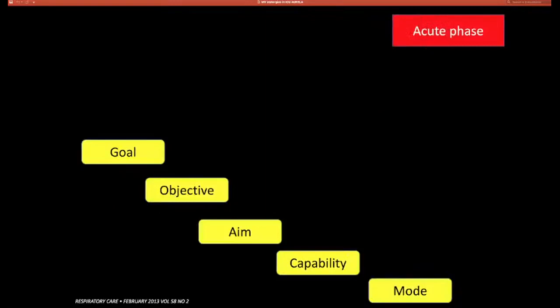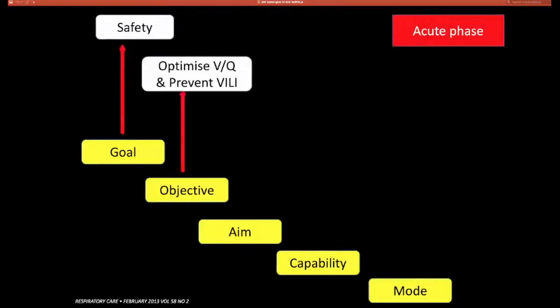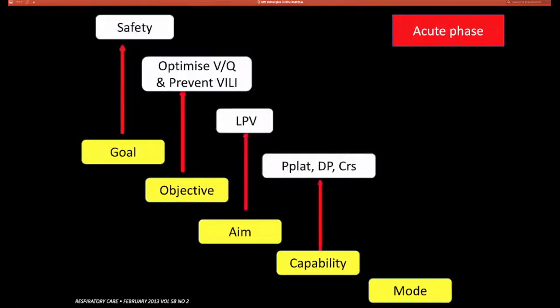So in the acute phase, what did we say? The goal is safety. So what is the objective? The objective is to optimize the ventilation perfusion and prevent ventilator-induced lung injury, producing lung protective ventilation. So we monitor the P-plat. See, that is the capability of the ventilator. The ventilator should have the capability to tell you what the P-plat is, or you should have the capability to evaluate P-plat, understand what P-plat is, what the driving pressure is, what the compliance is. And for this mode, most of the ARDS ventilation studies are also published through volume controlled modes.